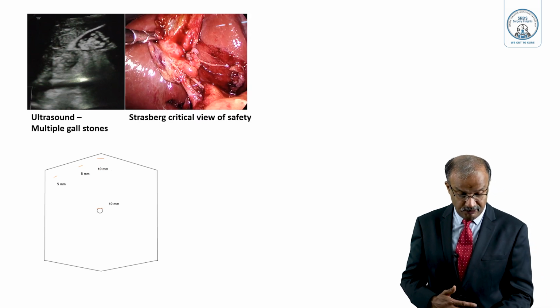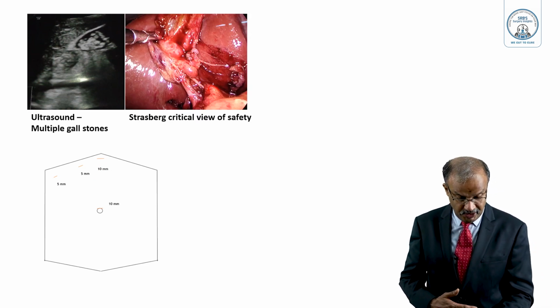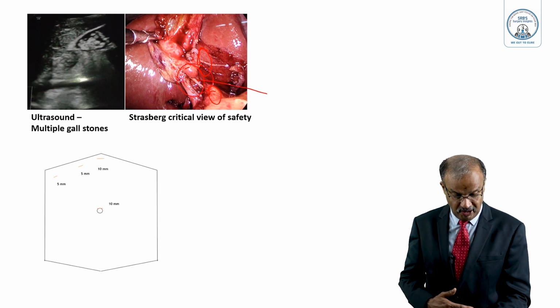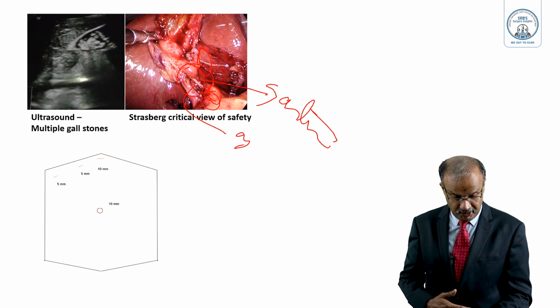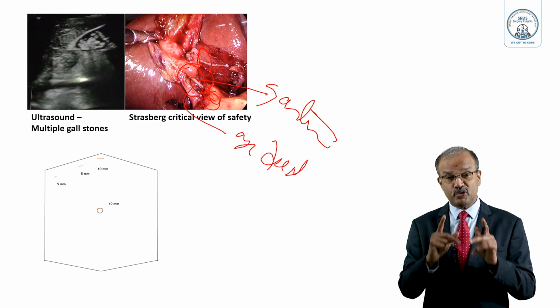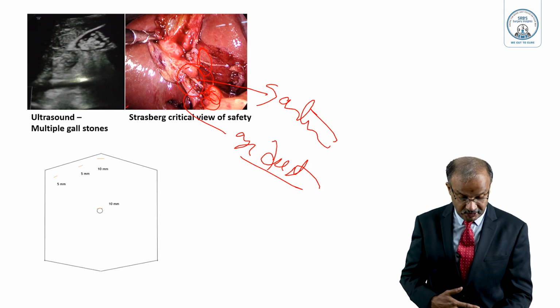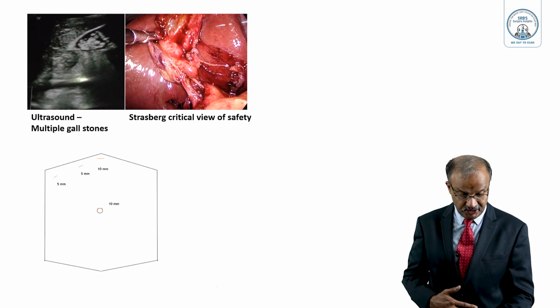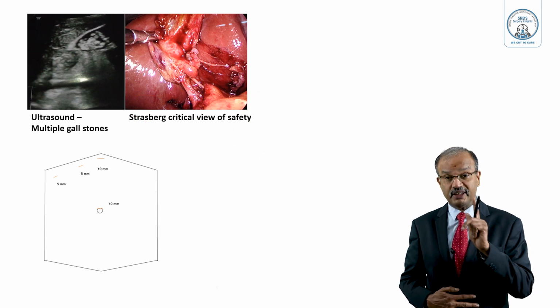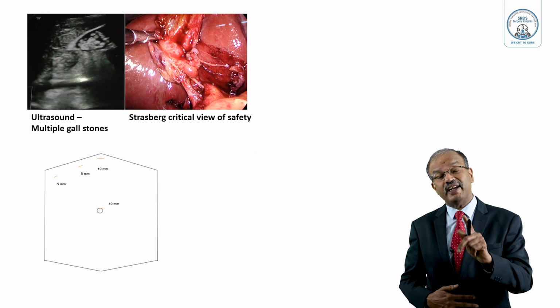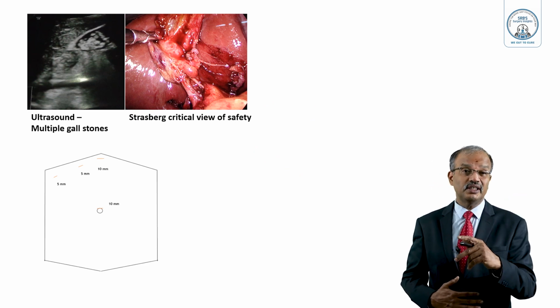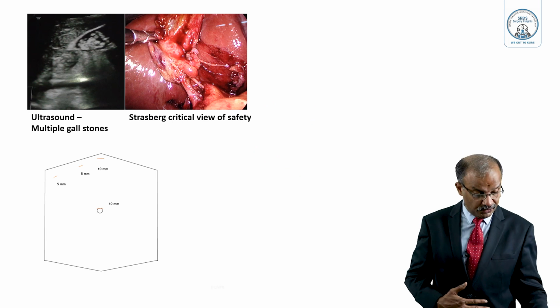So this is the Strasbourg critical view of safety. Remember the CBD is here. Remember, the cystic plate should be visualized properly. There are only two structures. This is the cystic artery. This is the cystic duct. This is the CBD here. So only two structures, and the cystic plate should be visualized properly. So proper Calot's dissection is called the Strasbourg critical view of safety. It's very, very important, this safety view. The Strasbourg critical view of safety is again an MCQ question, and also OSCE and viva they will ask, maybe a short answer question also.